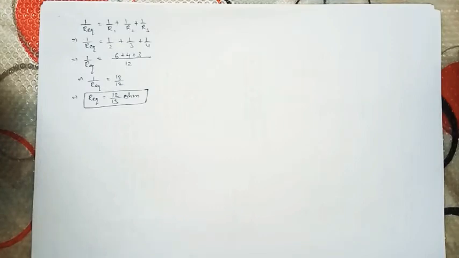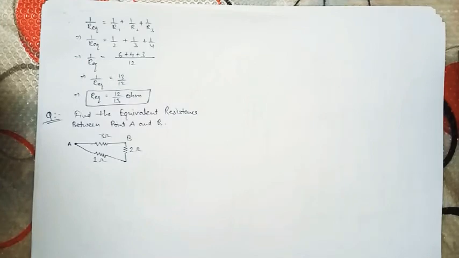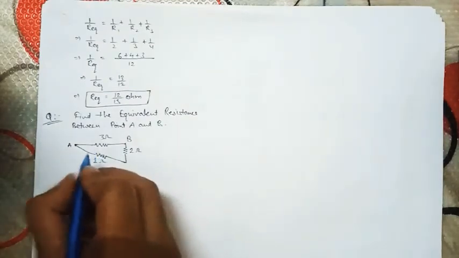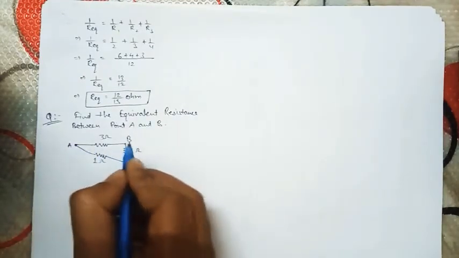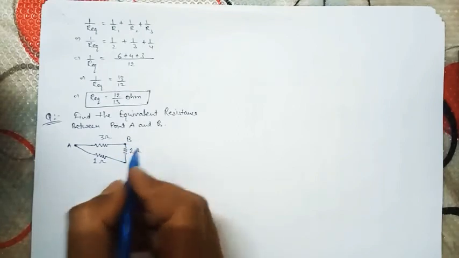It is a question that having the series combination and the parallel combination both. Okay, now we solve that question. Question is, this is the question: find the equivalent resistance between point A and point B. Now this is the diagram where point A is here and point B is here.